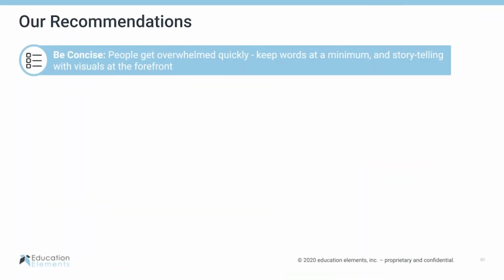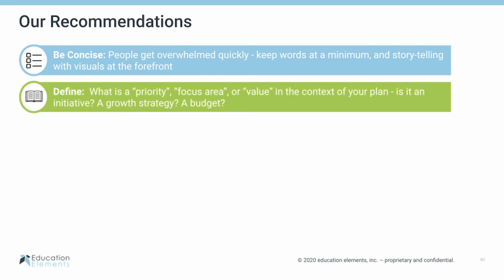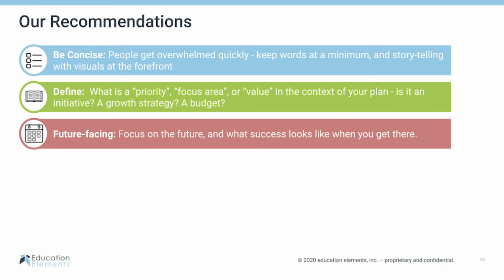Be concise. Keep words at a minimum in your storytelling with the visuals at the forefront to avoid losing people before you have them. Define your terms. Be clear about the terms you're using and why you're using them to avoid confusion. Never lose sight of the future state and the goals you've identified in your plan. As much as possible, always tie your communications back to those goals.